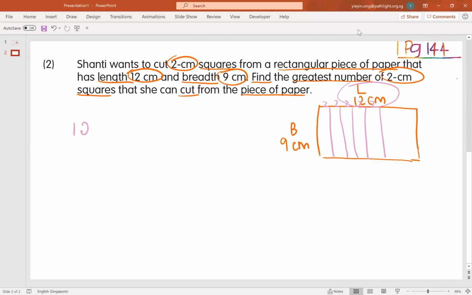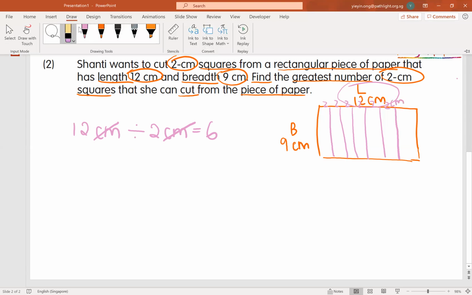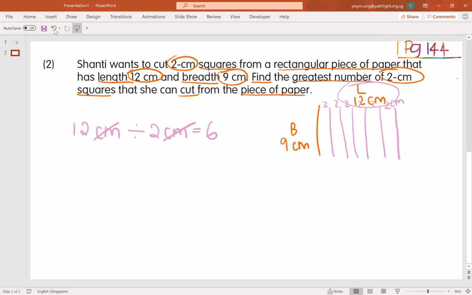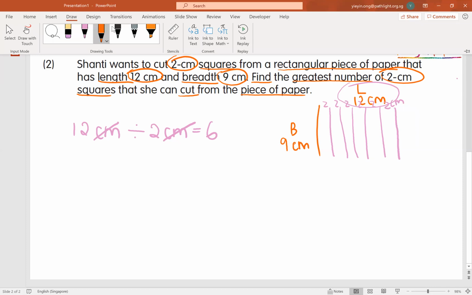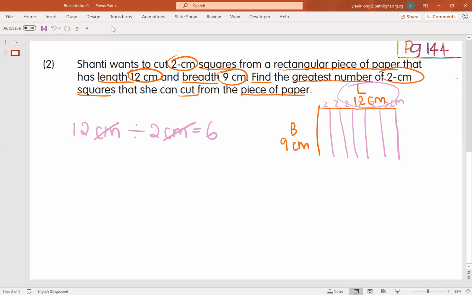So we need to take 12 centimeters divided by 2 centimeters, which is the side of the square. Centimeter divided by centimeter, so you cancel out. 12 divided by 2 gives me 6. So I can actually get 6 groups of these 2 centimeters. Let me count. 1 group, 2 groups, 3 groups, 4 groups, 5 groups, 6 groups is here. So I have to erase the extra part and draw back my rectangle. 1, 2, 3, 4, 5, 6. 6 groups of 2 centimeters. Let me just double check. Yes, I would have 6.